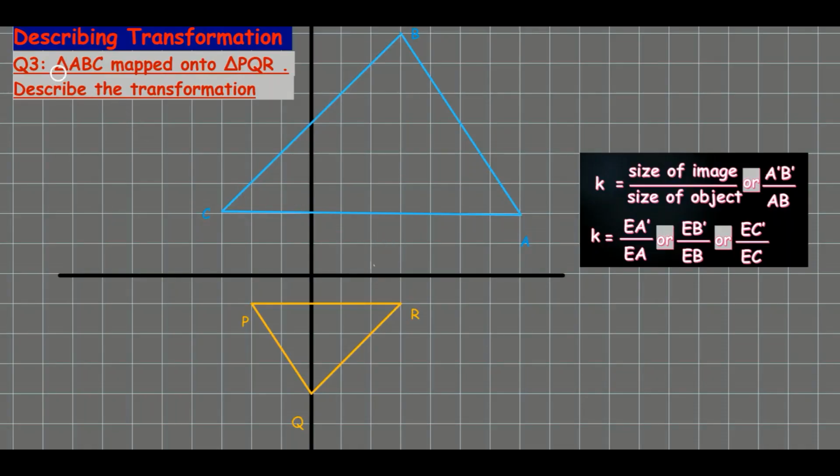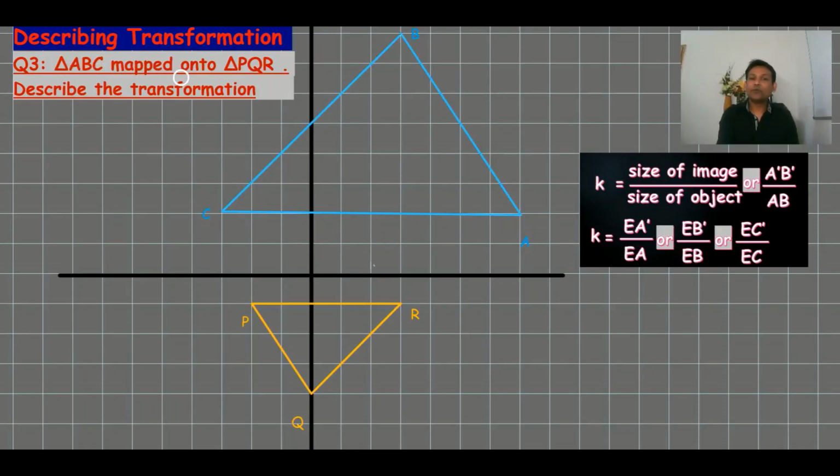So in example number 3, that's triangle ABC mapped onto triangle PQR. Okay, object is this, image is small. Image small means your scale factor can be in fraction. Okay, let's move. The method to find the center is what?